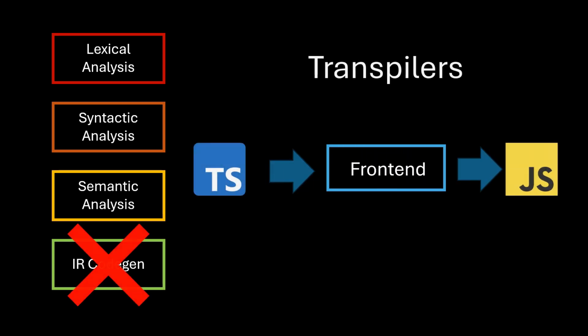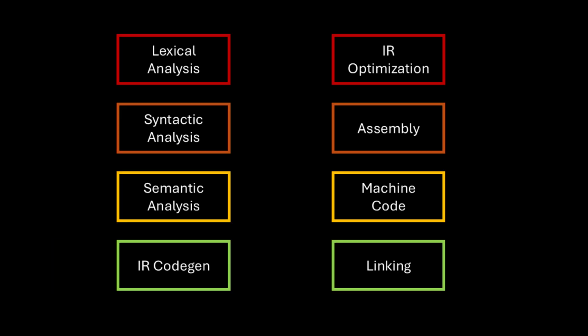Transpilers convert code from one language to another, so a really common example is TypeScript to JavaScript. Pretty much the only difference is that instead of targeting IR or a specific platform and architecture, you're just targeting a different language entirely. So that's pretty much it. Those are the phases of a compiler. That's how they work. That's their goal.